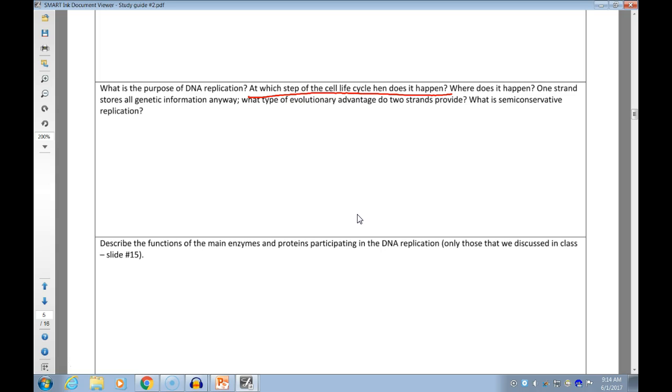Where does it happen? In eukaryotes, where does it happen? Nucleus, yes. In prokaryotes, just wherever DNA is. Why two strands? In case one is damaged, yes, to protect from damage. Semi-conservative replication means that each new double-stranded molecule consists of one old and one new individual strand.